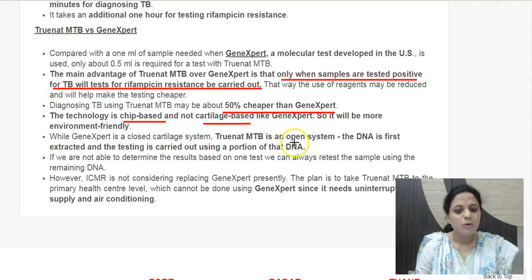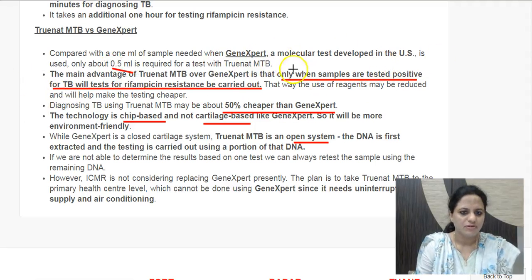And then TrueNet is an open system. Open system, as we just discussed, means that DNA is first extracted and then testing is carried out. So if the test has some problems, then another test can be conducted with the remaining sample. Or even if you want to conduct some other test, it can be conducted with the same sample. So those are the benefits. Even the amount of sample required is less. For TrueNet MTB only 0.5 ml is required, while for GeneXpert you require 1 ml of the sample.